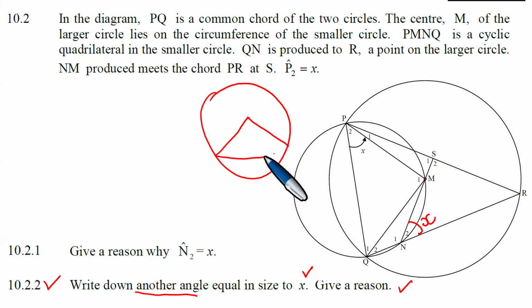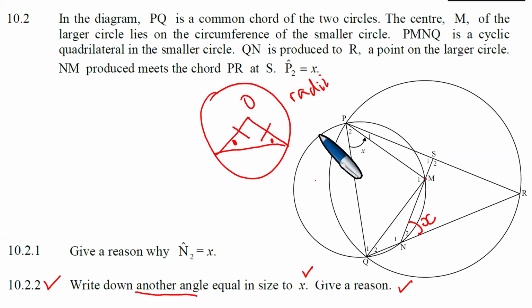There's a circle with a center. If O is the center, then the radius is equal to radius, and this angle is equal to that angle. You get the point. And we say these are radii. So here, this one is the radius.